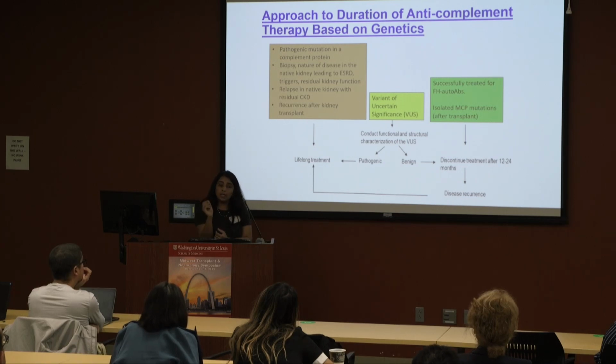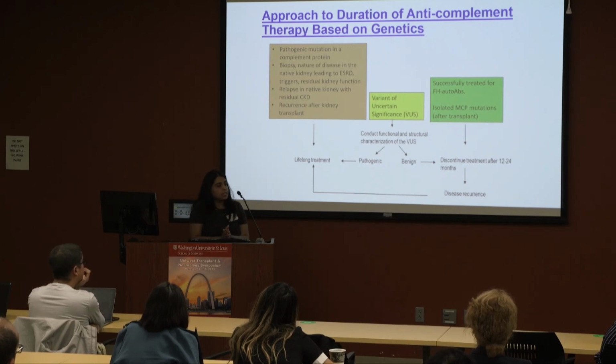MCP is a complement regulator that is membrane-bound. So when you transplant a patient who has an MCP mutation and gets a kidney from an unrelated or deceased donor and gets a fresh set of MCP, you expect that MCP works fine and those patients don't need anti-complement therapy. And again, the middle column here is the VUSs.